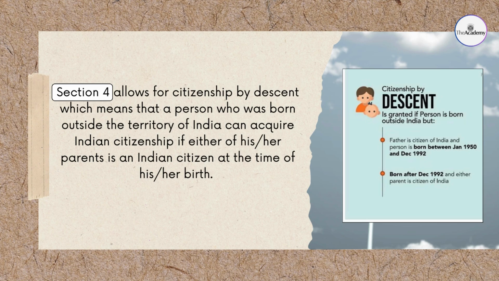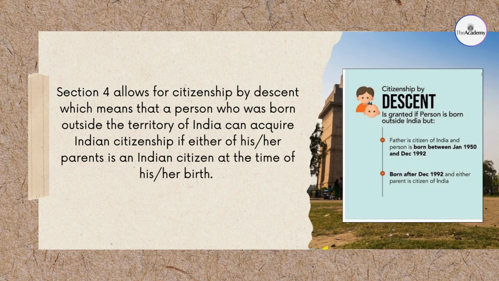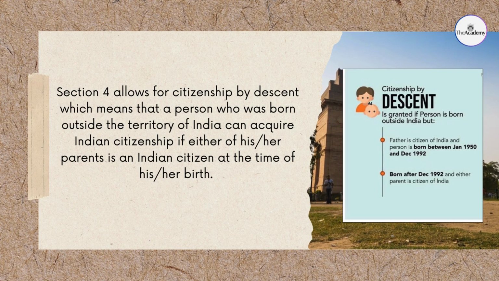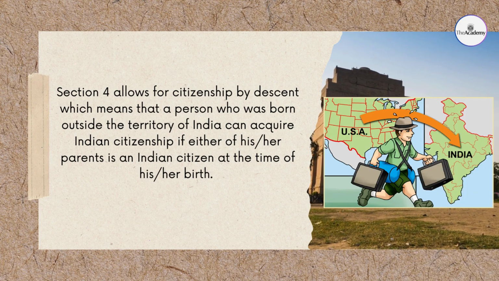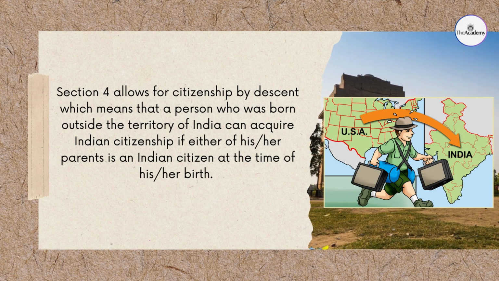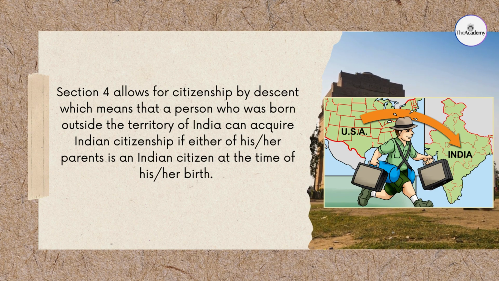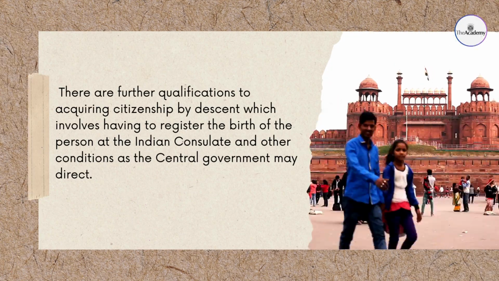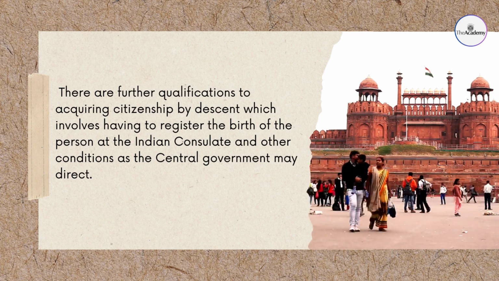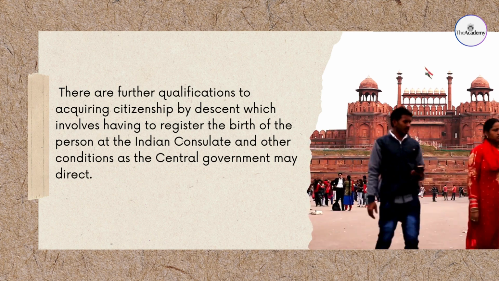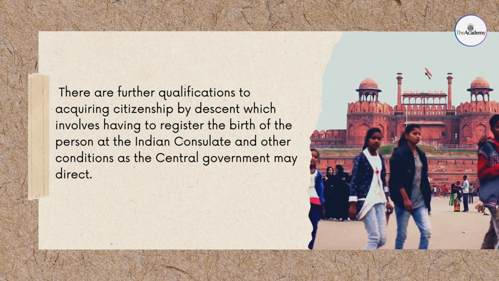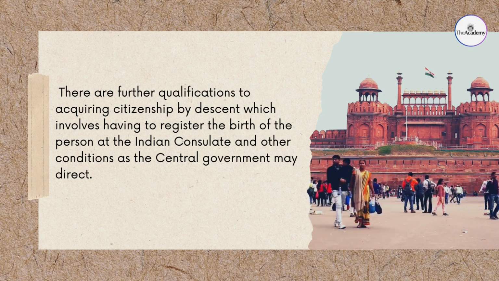Section 4 deals with acquisition of citizenship by descent. Section 4 allows for citizenship by descent, which means that a person who was born outside the territory of India can acquire Indian citizenship if either of his or her parents is an Indian citizen at the time of his or her birth. There are further qualifications to acquiring citizenship by descent, which involve having to register the birth of the person at the Indian consulate and other conditions as the central government may direct.